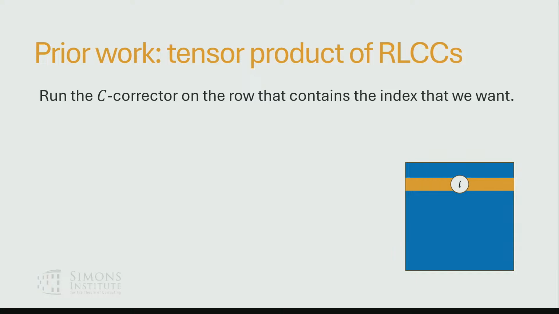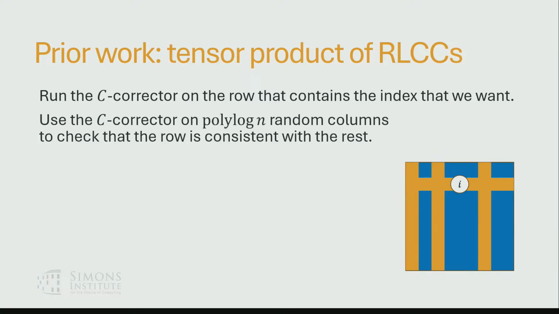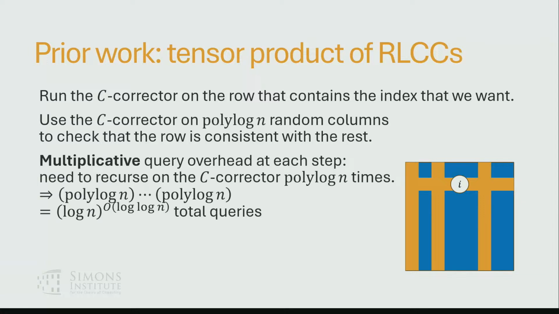And so to combat this, we can pick some random columns, recurse on the smaller code's local corrector, and double check that the column agrees with the row. So this explains why, because they have to recurse on the smaller corrector polylog number of times, you're going to get an extra polylog factor every time you apply the tensor product. And because the tensor product squares the block length of the code, you have log n many iterations for this. That explains the log to the double log total query complexity.